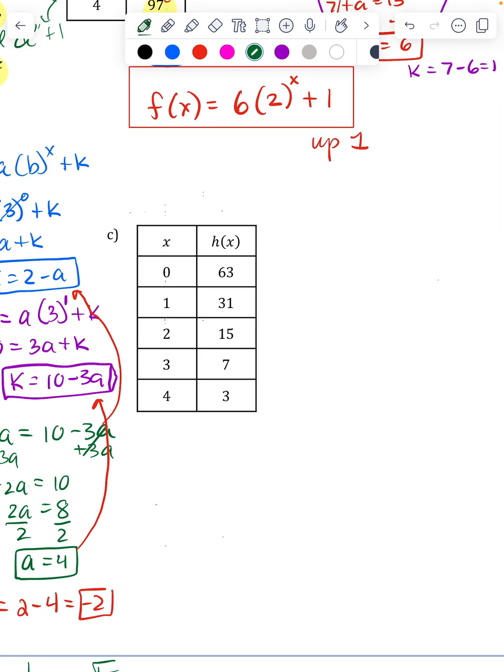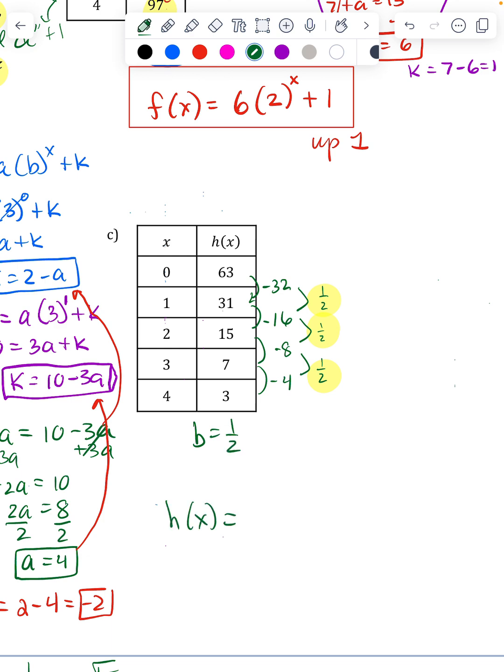Okay, so let's see. This goes down by 32. This goes down by 16. This goes down by 8, and this goes down by 4. So now I can see there's a multiplier here. Each of these is half of the previous. So that means that is my B value for this function. So this is h of x.